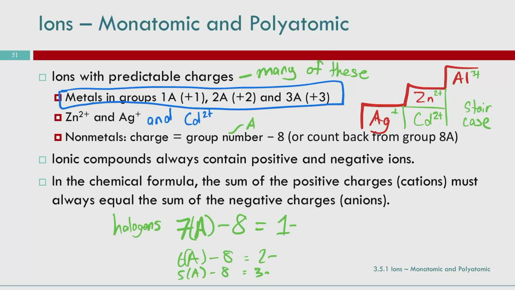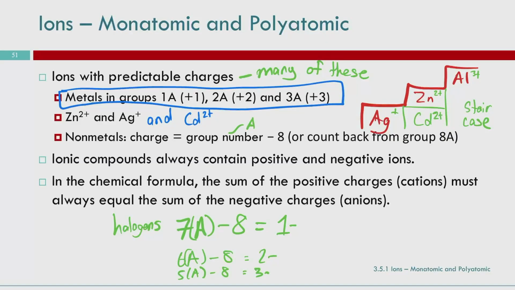So one way that you can remember that is to do the group number with the A designation minus 8. That'll give you your charge. Or look at the number of spaces you have to move over to be in the noble gas column. So chlorine, how many spots do we need to move over to get to argon? 1 spot, 1 negative charge. Sulfur, how many spots to get to argon? 2 spots, 2 negative charge. Phosphorus, how many spots to get to argon? 3 spots, 3 negative charge.